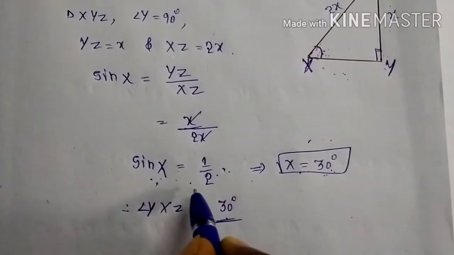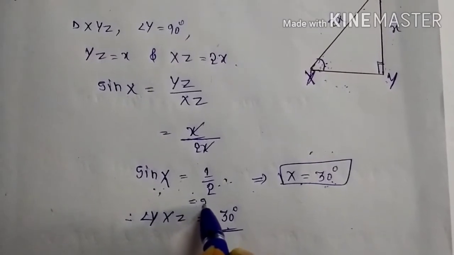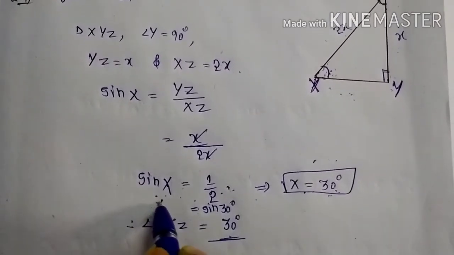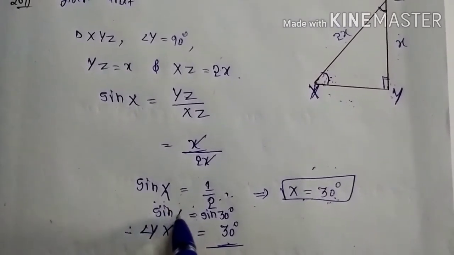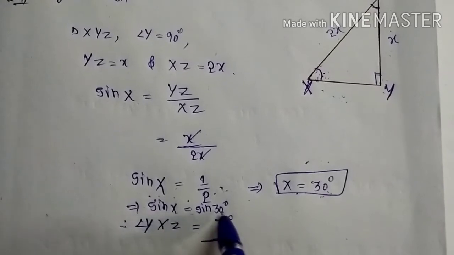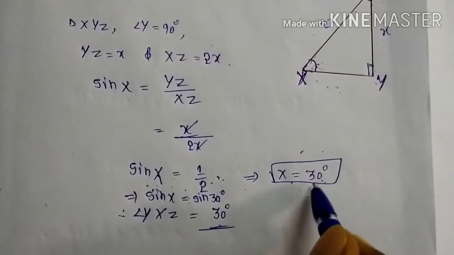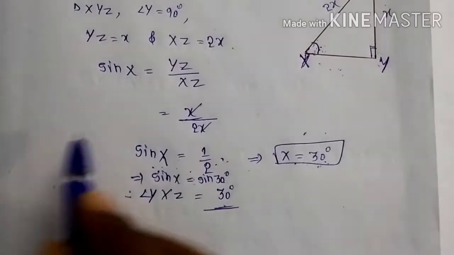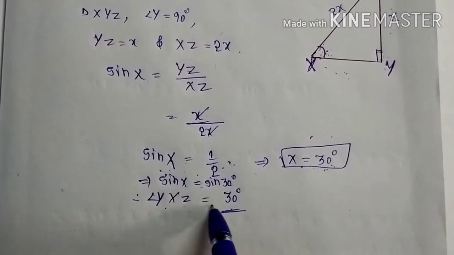If you want, you can write here one more step: sin x is equal to sin 30, which means you can compare x is equal to 30, or not? Yes. Here I have written directly. Why? Because you know all the values. See here, angle YXZ is equal to 30.